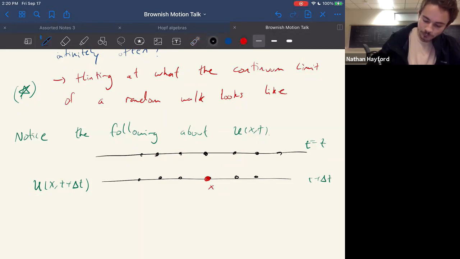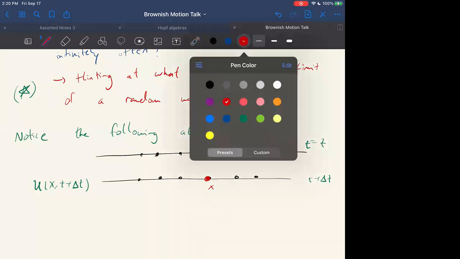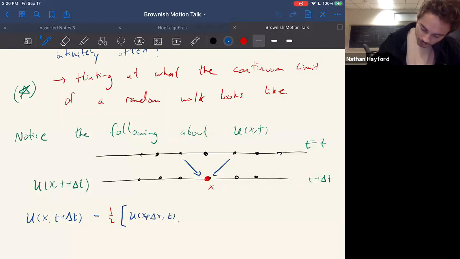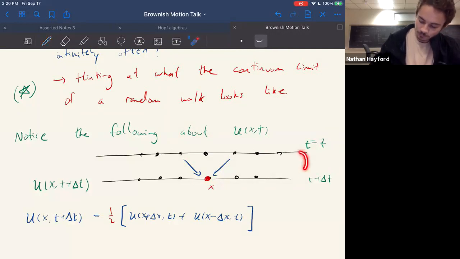And so I end up with this nice relation that u of x and t plus delta t. So the probability of being at site x after one more time step is just, well, 1/2, because every time I move down a level, I have to multiply by 1/2. So it's going to be 1/2 times u of x plus delta x and t, plus u of x minus delta x and t. So the 1/2 again, because I moved down a level.